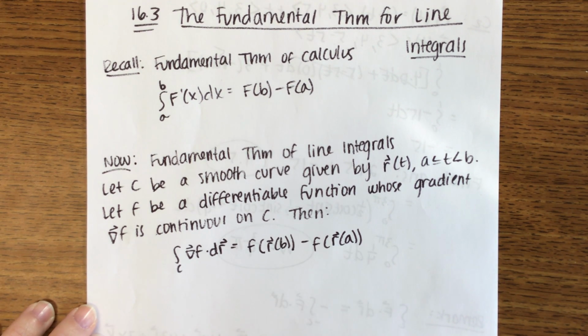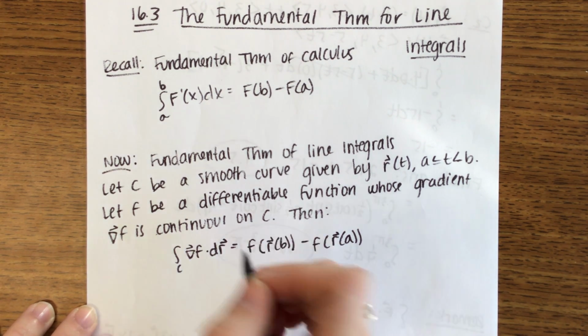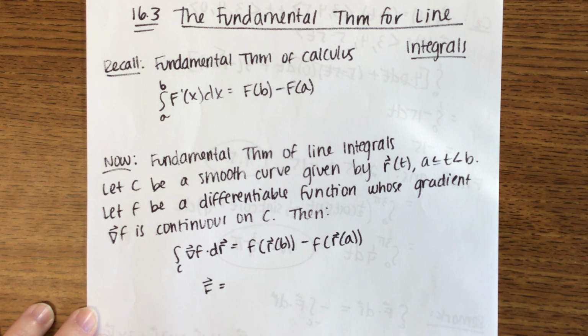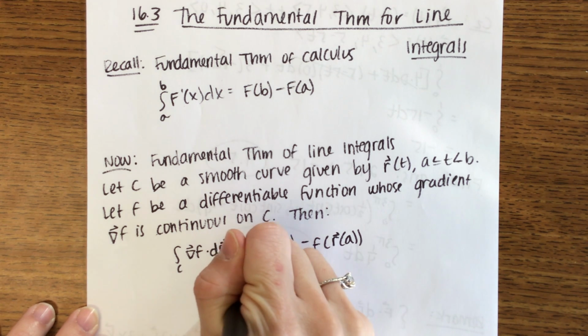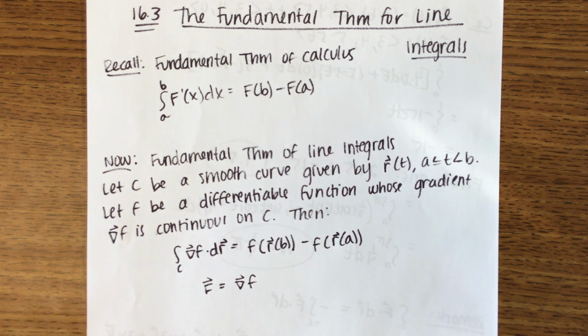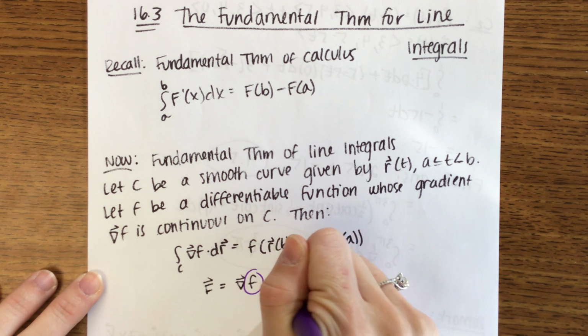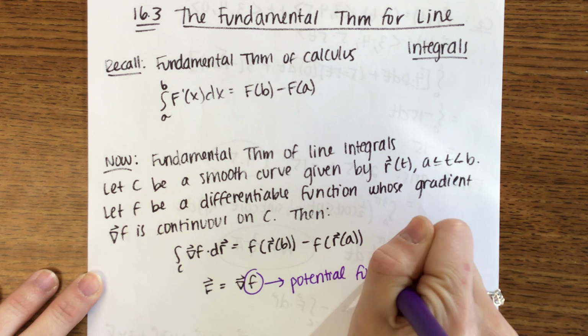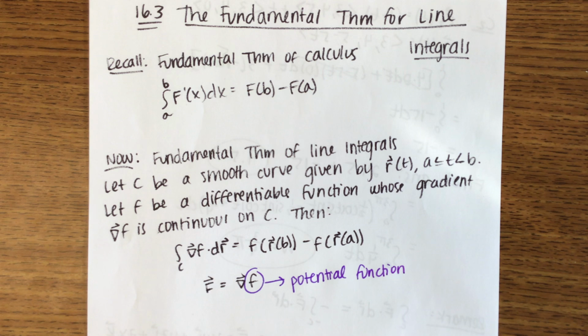Do you all remember from last section talking about if you have a vector field big F and there's some function little f where the gradient of little f is equal to that big F? Do you remember seeing that? And then we called this little f a potential function? Okay, so that vocab is going to be very important this section. We will be confirming potential functions like we're going to do in the next example, and then we will be finding them.